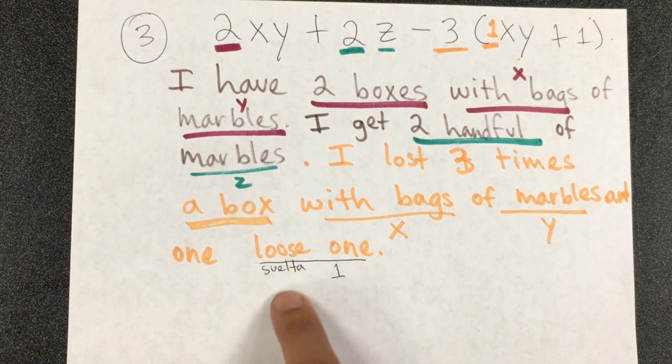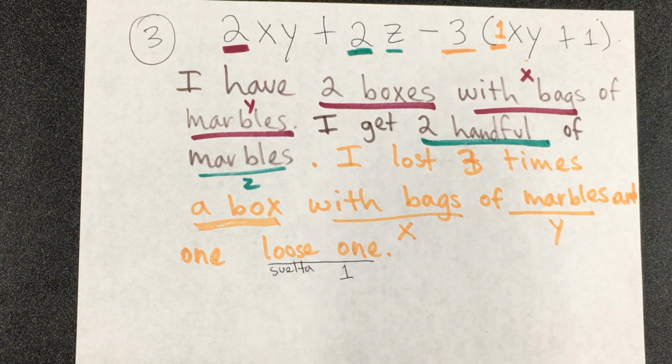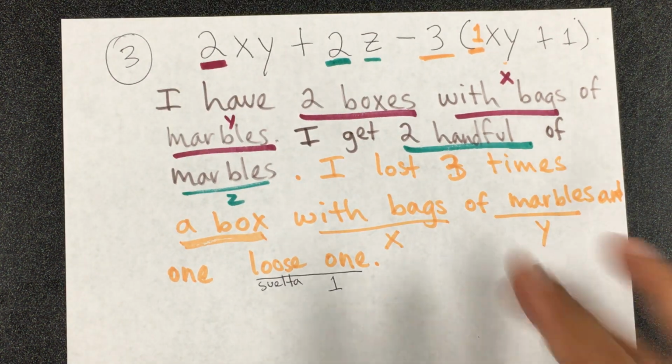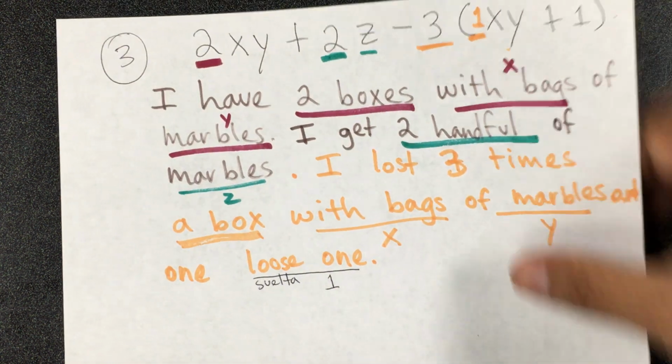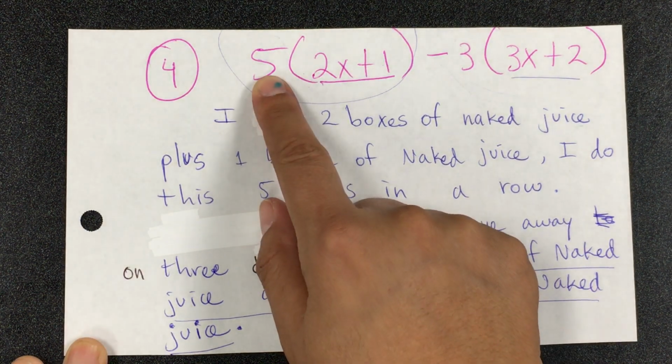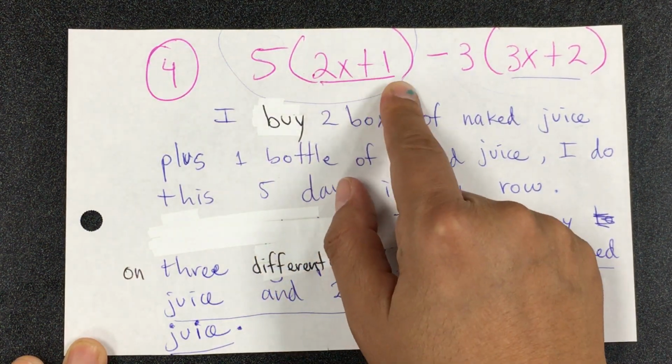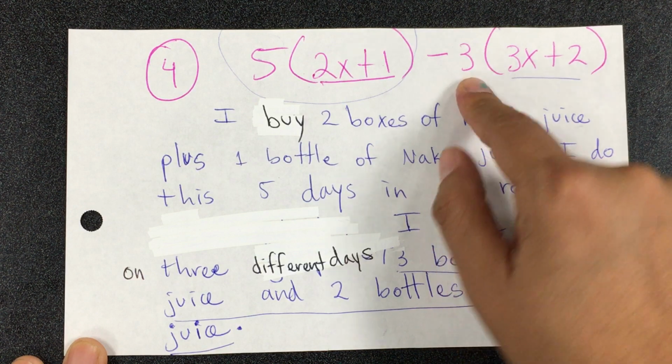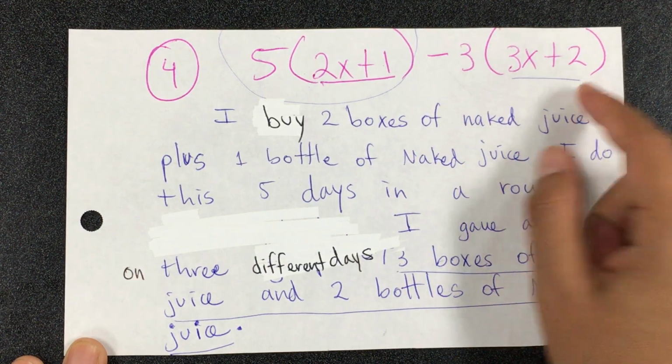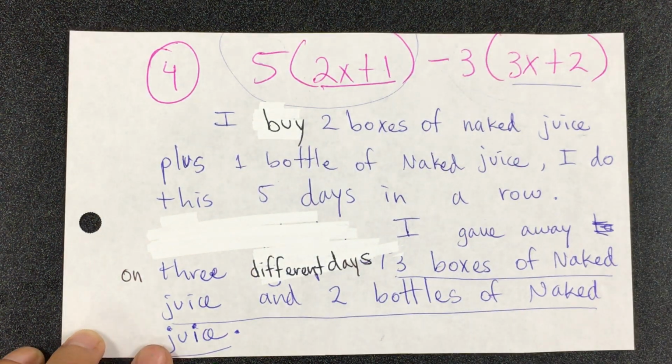And loose means suelta, okay? It doesn't mean negative, so it means it's just not in the containers. So it says 5 multiplied by 2x plus 1 minus 3 multiplied by 3x plus 2. And so this is what we came up with.